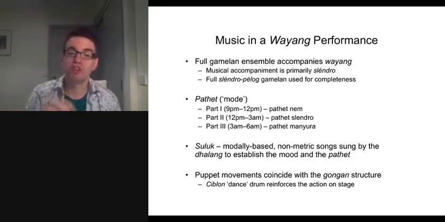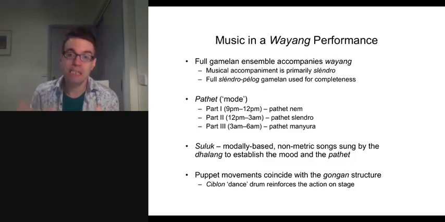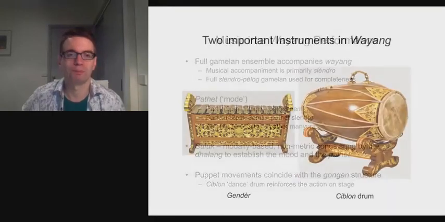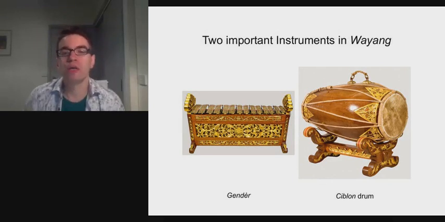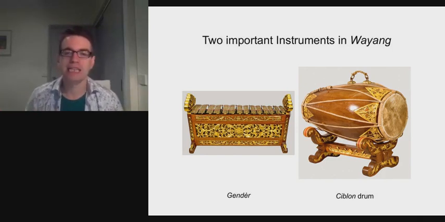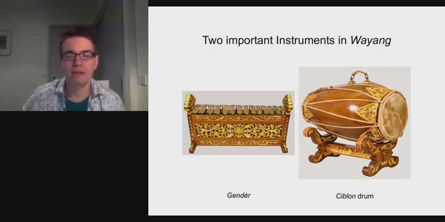Within a wayang performance, the kendhang drum reinforces the action that's on stage, and this is the medium-sized barrel-shaped drum that's used in a gamelan ensemble. And here is the kendhang drum, and it's one of 2 instruments that are very important in a wayang kulit performance. So again, the kendhang drum helps to regulate time and drive a performance, and the gender helps to accompany the suluk songs that are sung by the dalang in order to establish the patet of each of the 3 sections.